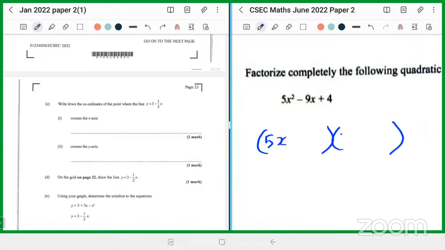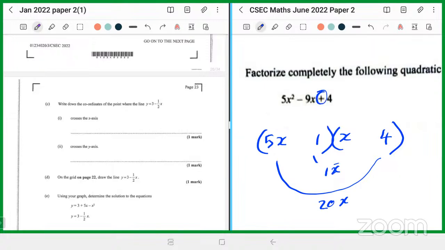5x and x are the only factors that this can be. All right? I know that now. I need factors of 4, such that my far product and my near product must give me 9x. So if I were to try 1 and 4, let me try that way first. I'll try the wrong way first. 1 and 4: my far product will be 20x, and my near product would be 1x.